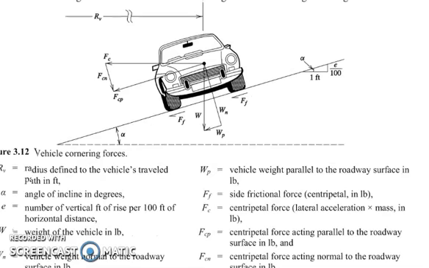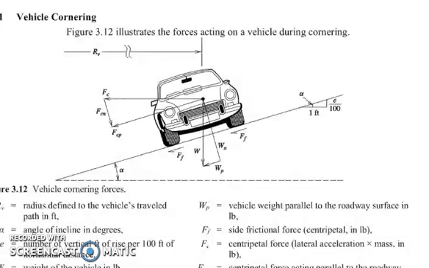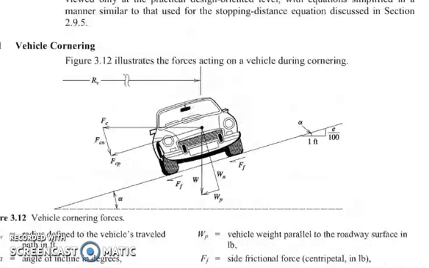Now we move on to vehicle cornering. Vehicle cornering means handling on a turn, or making a sharp curved turn on the track by a little oversteering. That is cornering in a vehicle. We have here a figure showing the illustration of the forces acting on a vehicle during cornering.